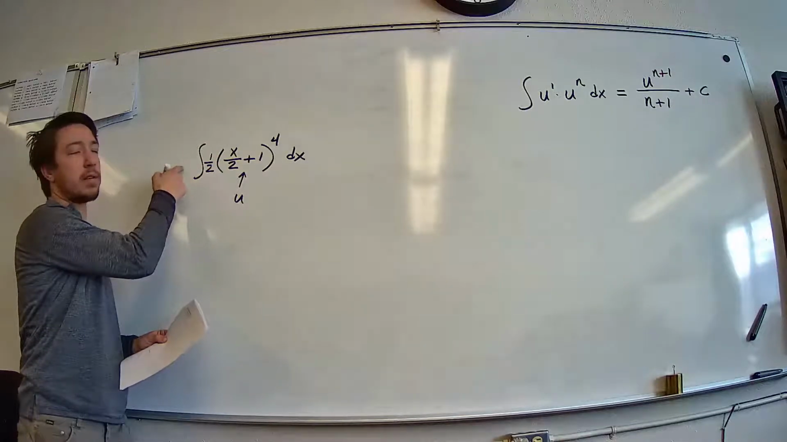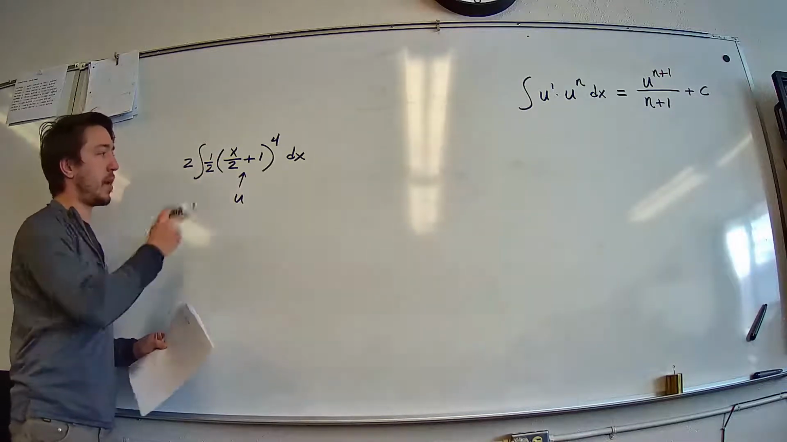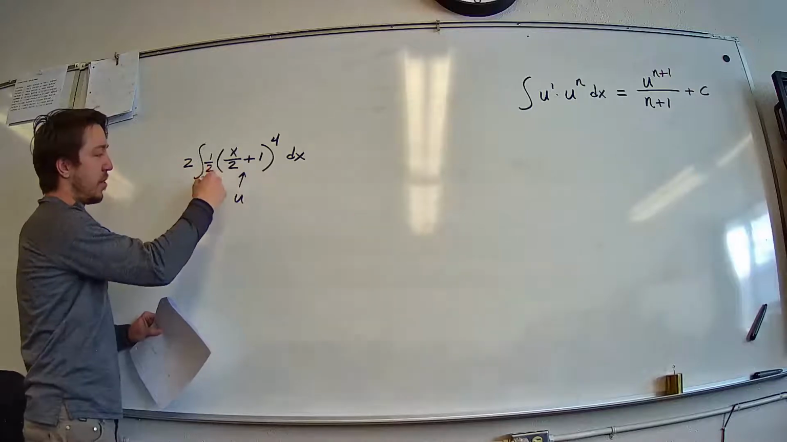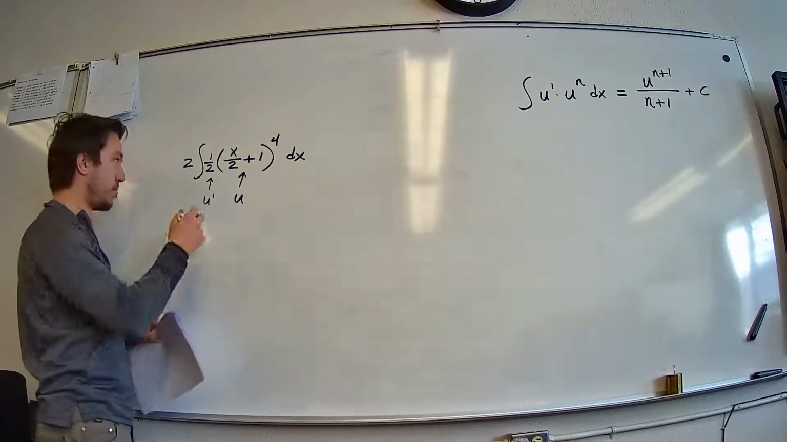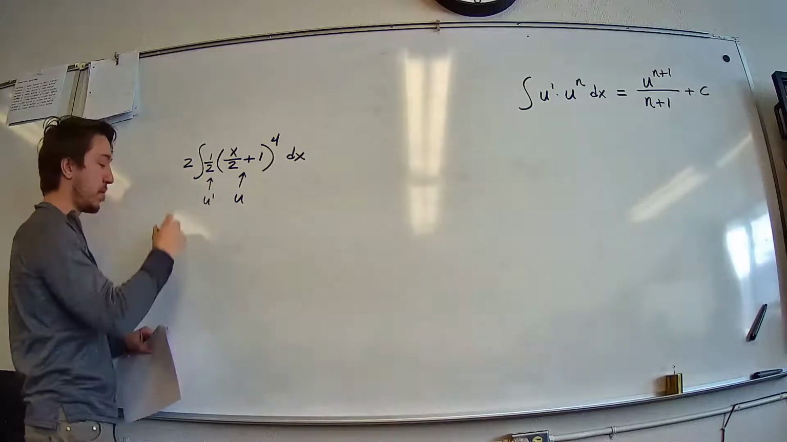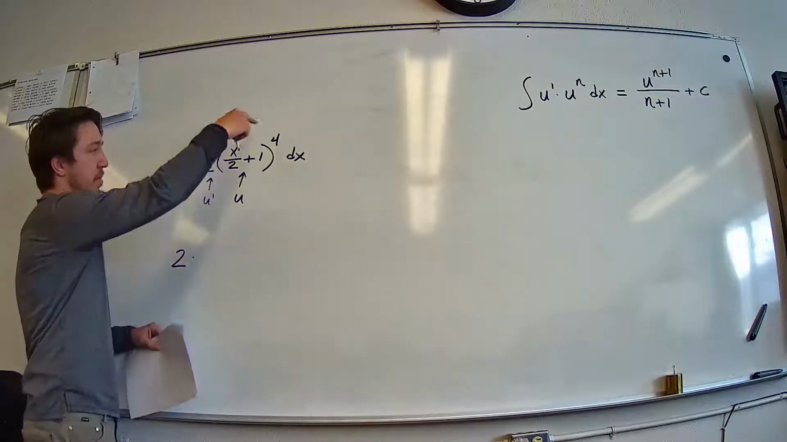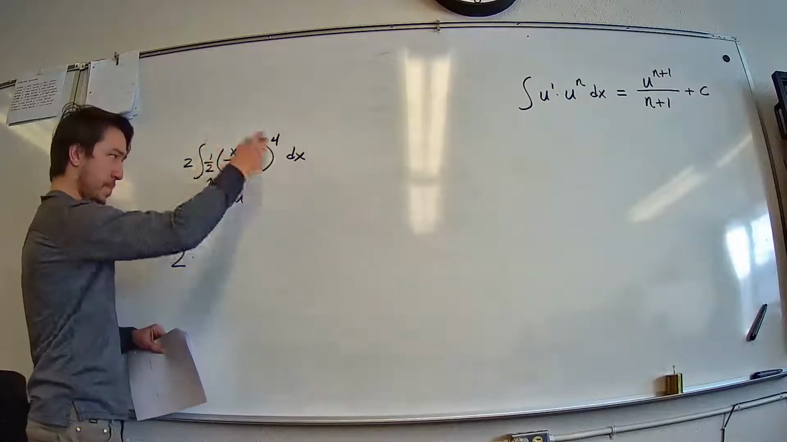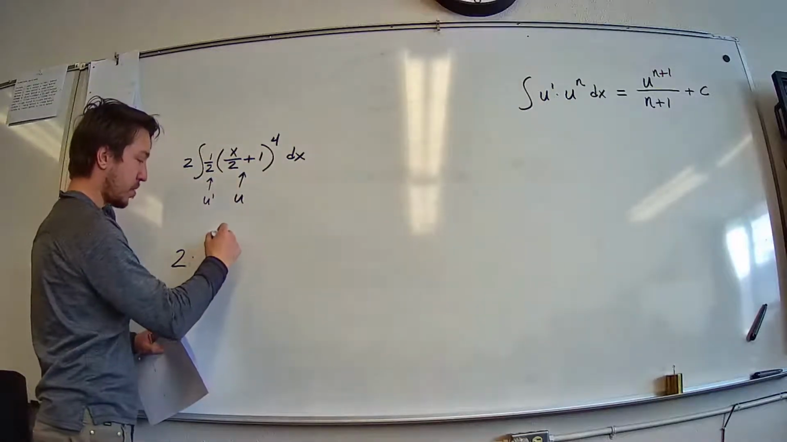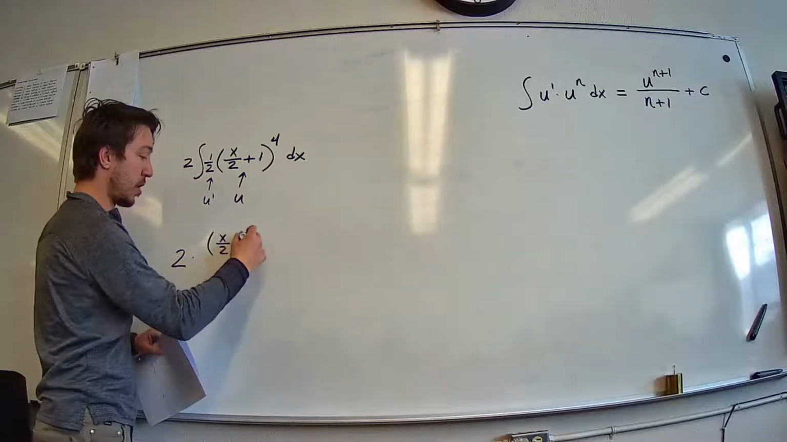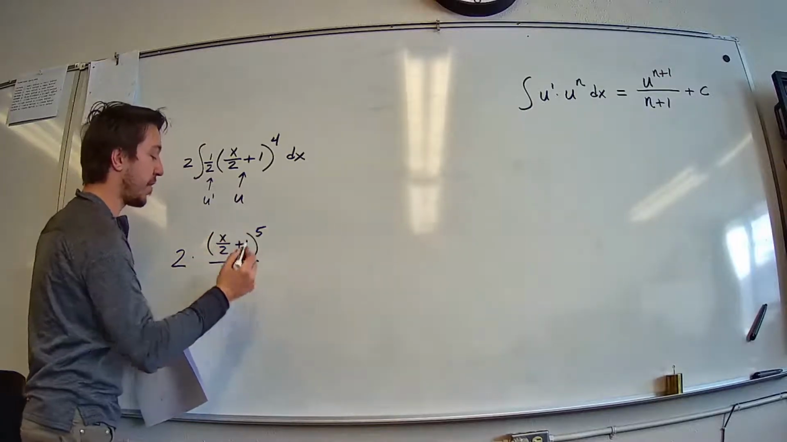So what do I have to put out here to balance them out? 2. Boom. Okay, so now, do I have u prime times u to the 4th? Yes, I do. Don't forget about that 2 that's out there though. So I have 2 times, now let's deal with this goop here. Okay, so what you end up with here is u to the 5th over 5.